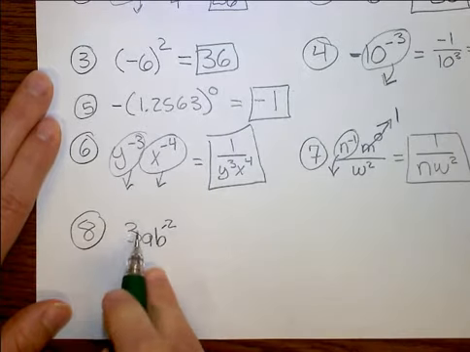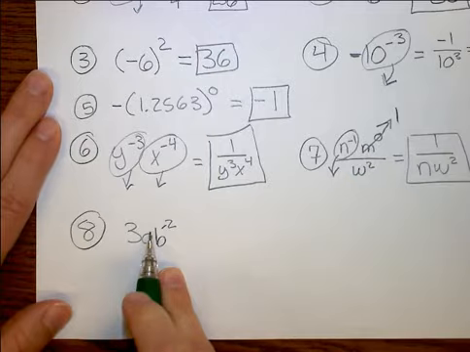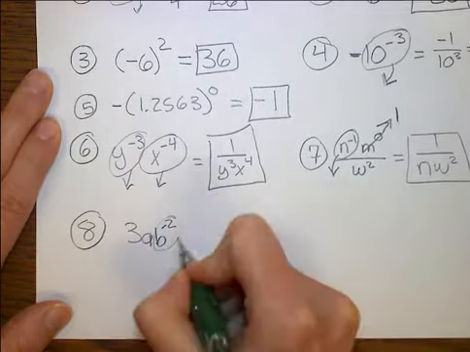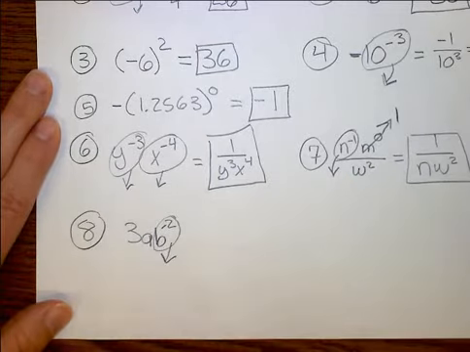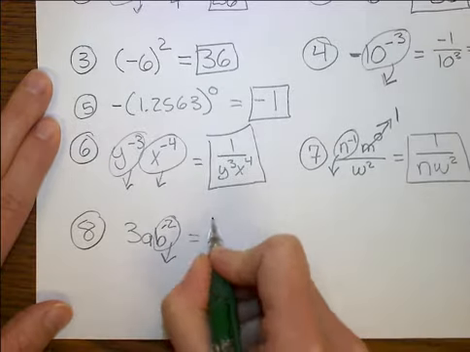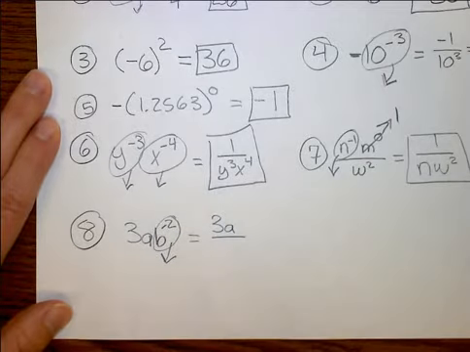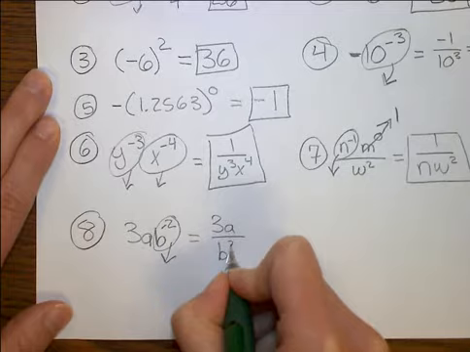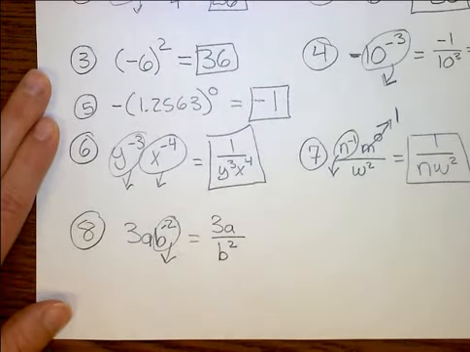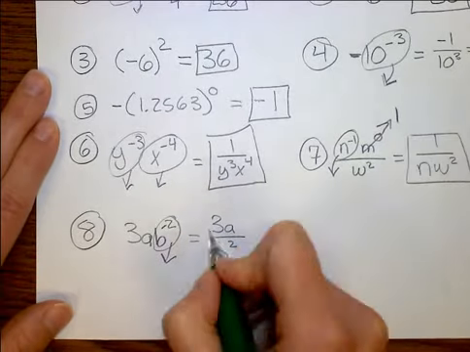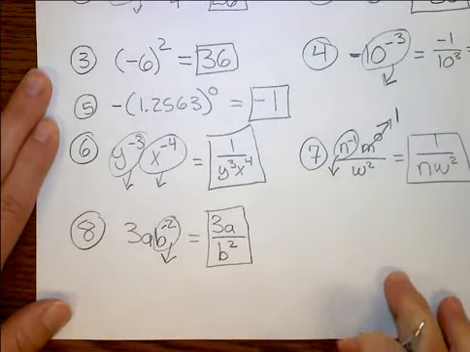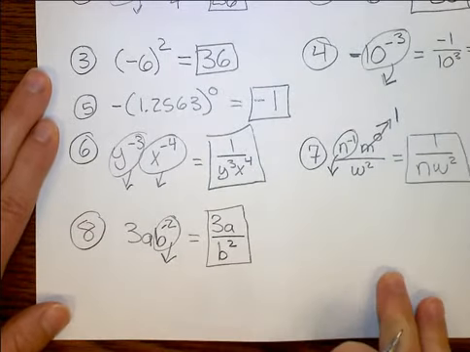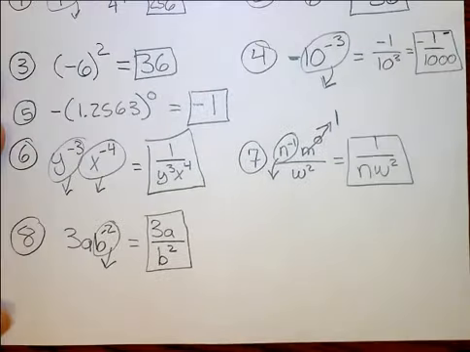3 does not have a negative exponent. A does not have a negative exponent, so both of those stay where they are, but b to the negative 2nd does, so we need to move that down. So this is going to become 3 and a stayed on top, but b squared comes to the bottom. When you move it down, you now make it a positive exponent. They're all positive exponents, and we're done with that answer. I have a couple more examples like this.